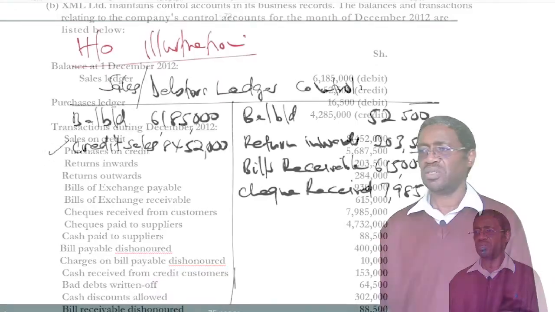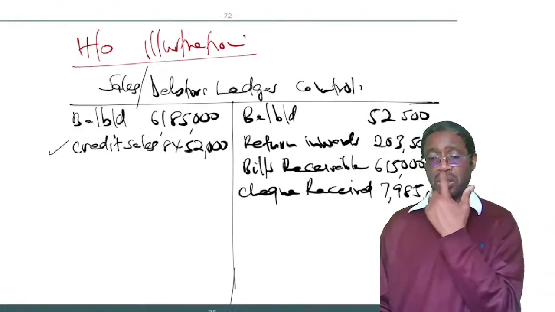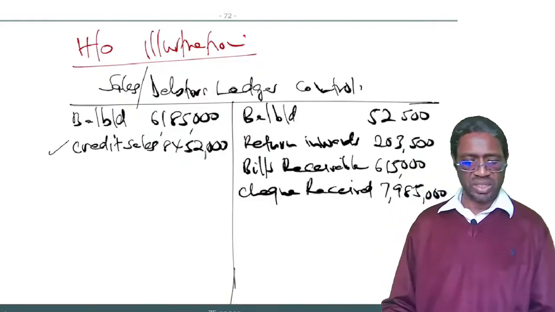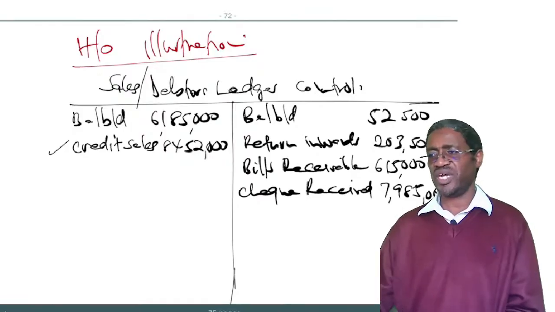Good. We are crediting debtors by 7,985,000. Good. Next one. After we received the checks, what came next?